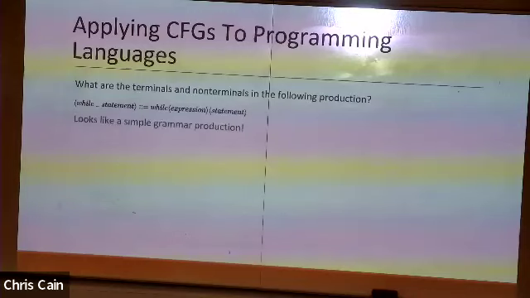So this looks like a basic grammar production, right? We have a single non-terminal on the left-hand side, and we have an expression based on terminals and non-terminals as the definition on the right-hand side. So if we could tokenize some program and see this terminal symbol while, and we have something that matches the form of an expression, and we have something that matches the form of a statement, then we could map that entire block of code as a while statement.